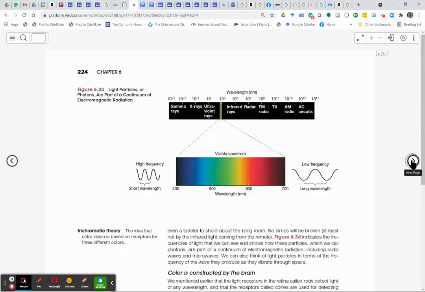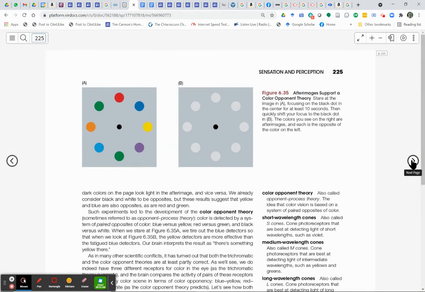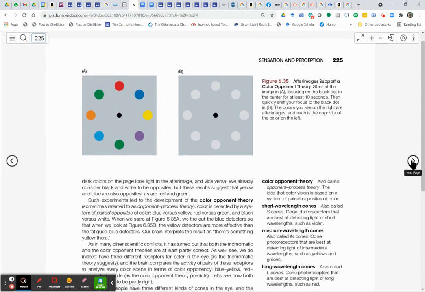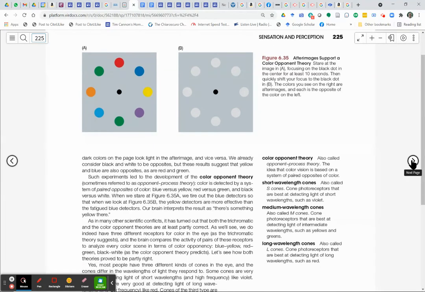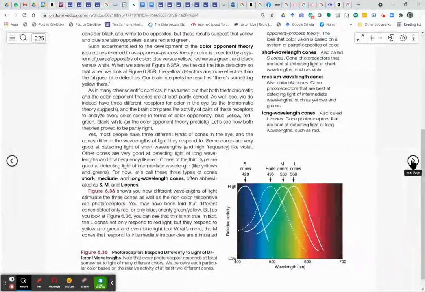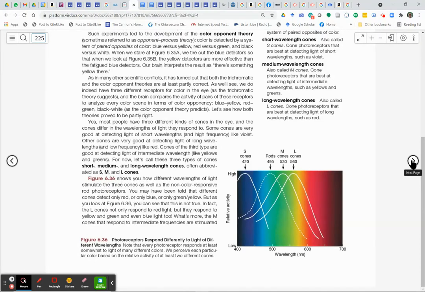thing that's going on with color vision. You have afterimages. Oh, there's the opponent process theory. Good, that's in there too. So you get lawful afterimages that are complementary: yellow, blue, blue, yellow, red, green. And there's our photoreceptors.